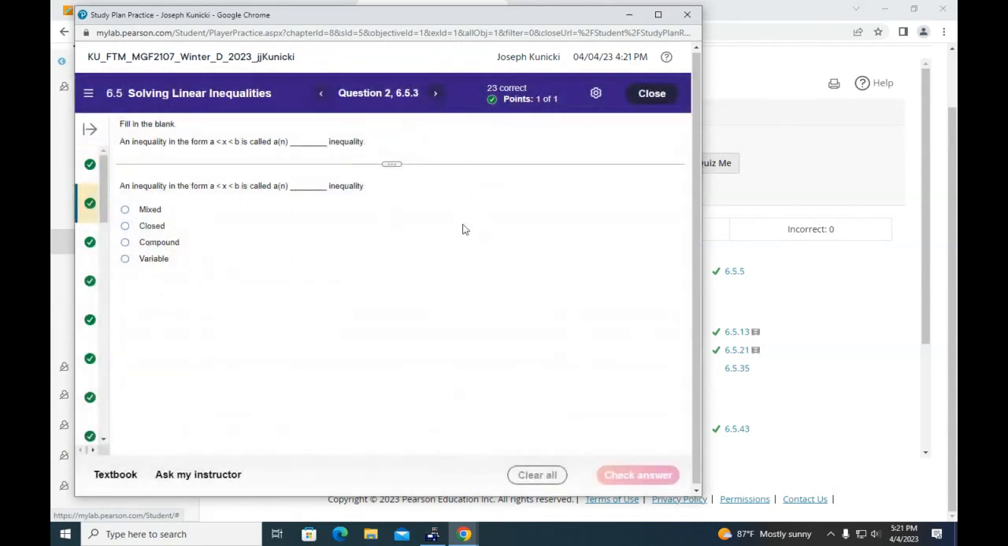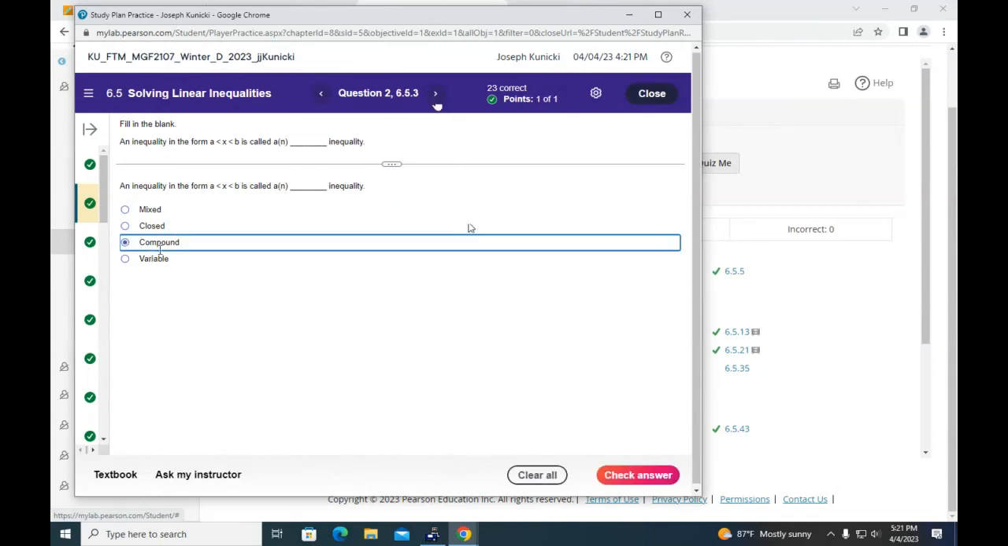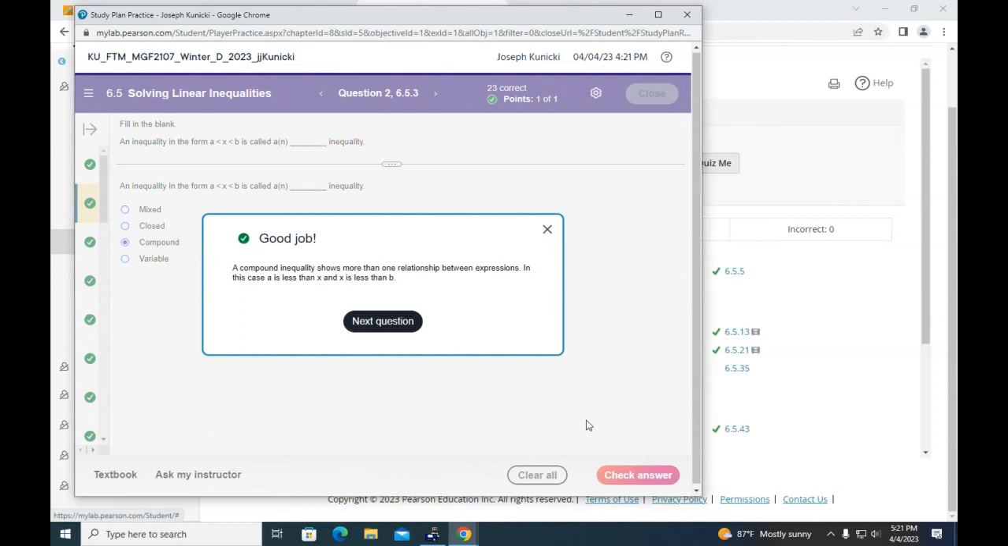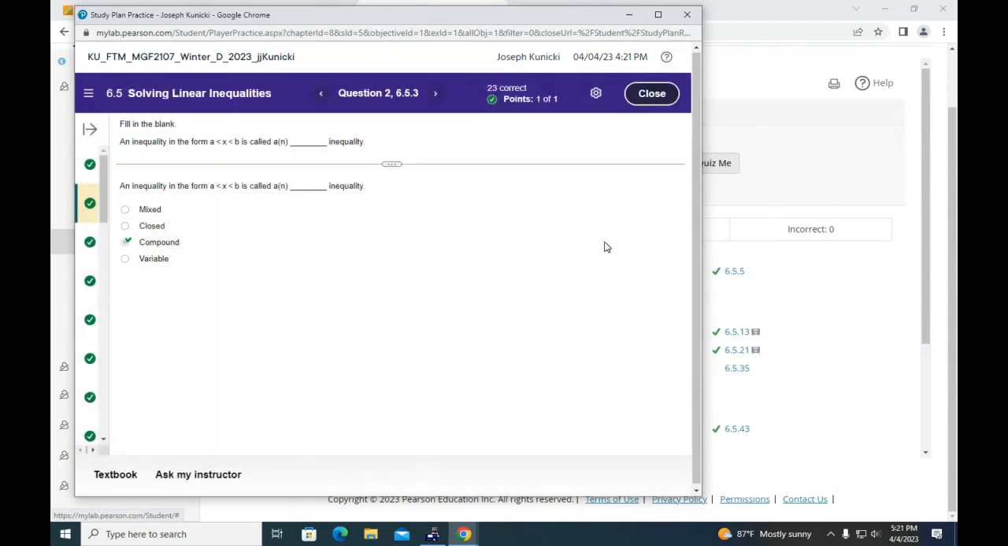Okay, number 3. An inequality in the form A is between x and B, or x is between A and B, is called, okay, I called it a double. It's also called a compound. I've used the word double in a lot of previous classes, so I'll just blurt it out as a double because there's two inequalities. So this is a compound or a double.